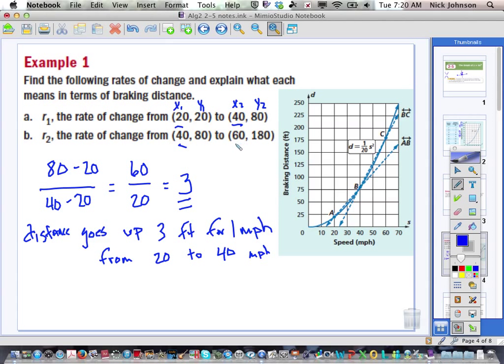When it goes from 40 to 60 miles per hour, I take 180 minus 80 divided by 60 minus 40, equals 100 over 20, which is equal to 5. So what does this mean? From 40 miles per hour to 60 miles per hour, the distance goes up 5 feet for every 1 mile per hour. Does that make sense? So as your speed increases from 40 to 60, your braking distance gets much greater.